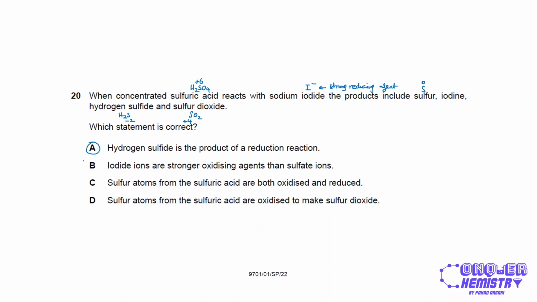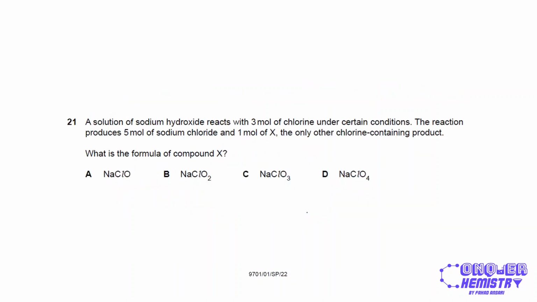This is correct. Right? Iodide ions are stronger oxidizing agents than sulfate ions. Nope, these are going to be reducing agents, right? Sulfur atoms from the sulfuric acid are both oxidized and reduced. Nope, they are only reduced. And sulfur atoms from the sulfuric acid are oxidized to make sulfur dioxide. Nope, they are reduced to make sulfur dioxide, as we have already seen.